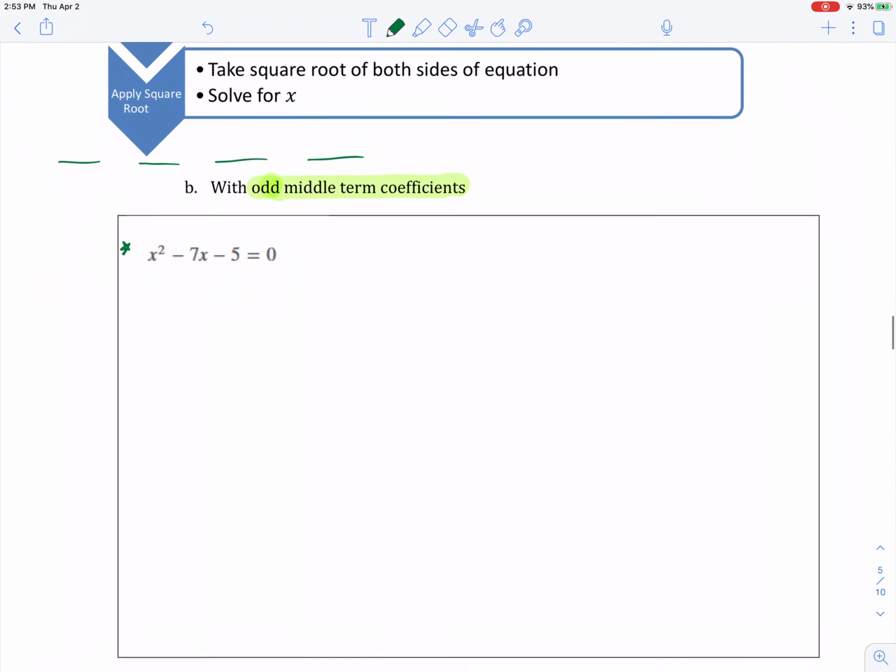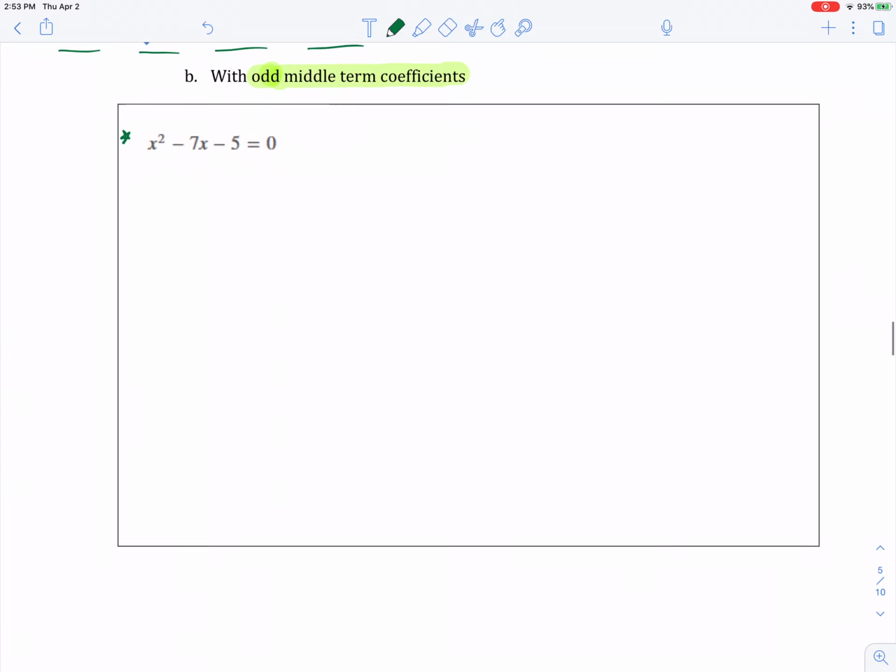Here's the first one I wanted to work with you, where we have an odd number as the coefficient on the middle term. So let's run through our steps. We want the second degree term on the left. We also want the first degree term on the left. I'm going to leave a space in here because I have some things coming up in just a minute. And I'm going to move the -5 over to the right, make it a +5. So the arrangement is now the way I'd like it.